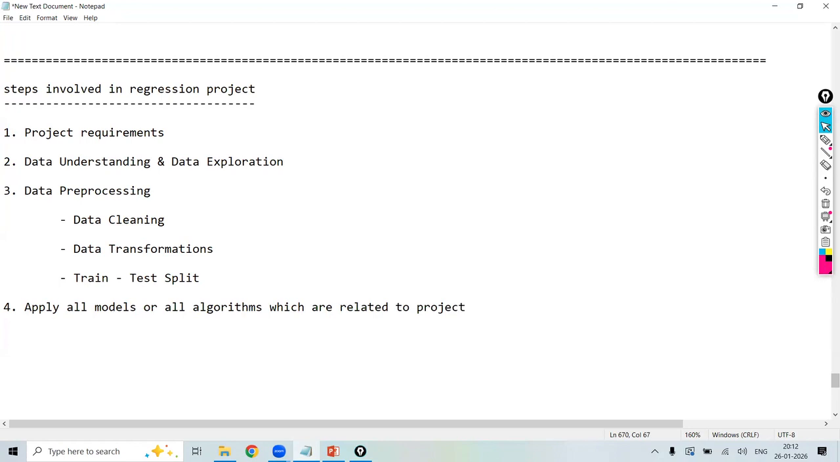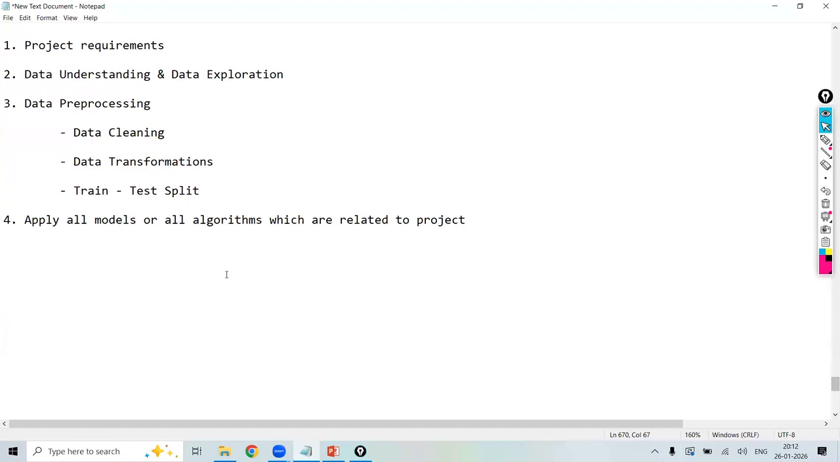Everything you have to apply in the data cleaning part. So apply all the models or all algorithms which are related. For example, in a simple regression project: simple linear, simple nonlinear, lasso, ridge, elastic. In a multi-regression project: multilinear, multi-nonlinear, lasso, elastic, ridge. So according to the given project, we have to apply every algorithm one by one.